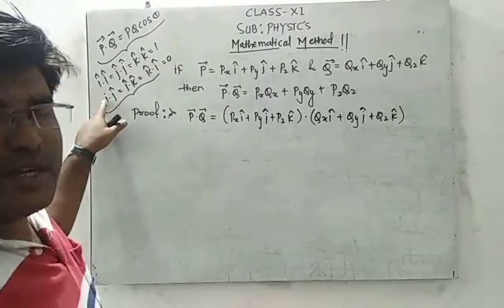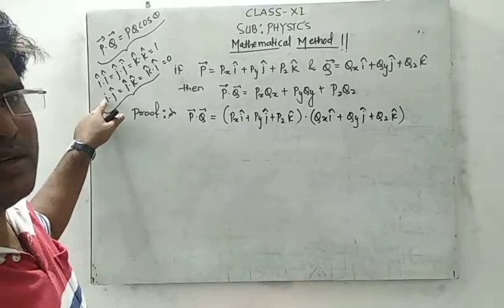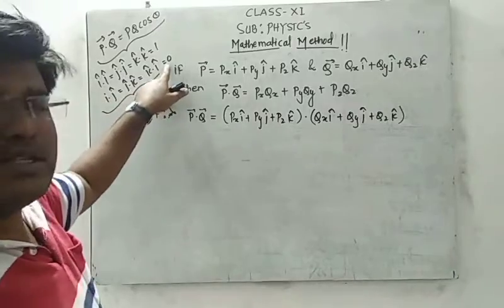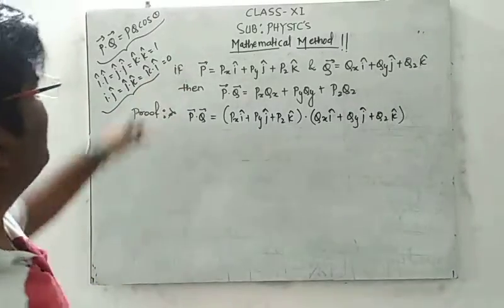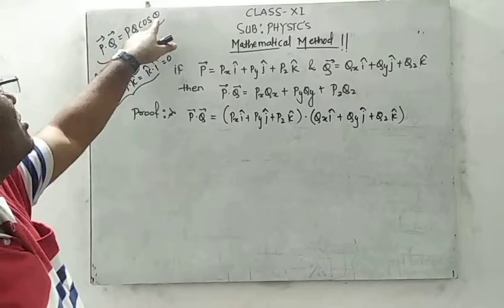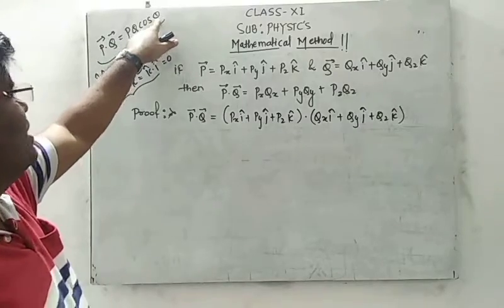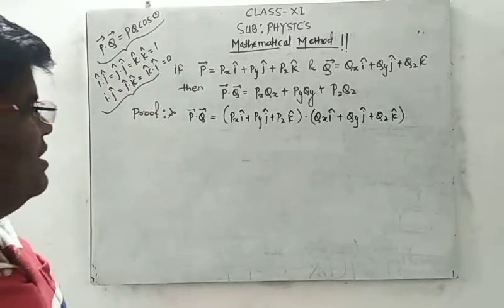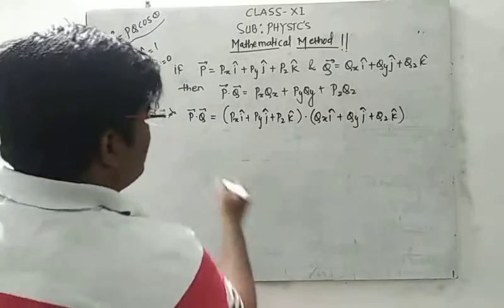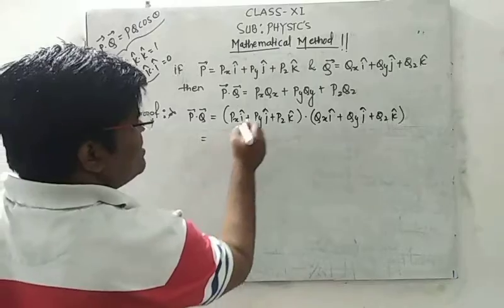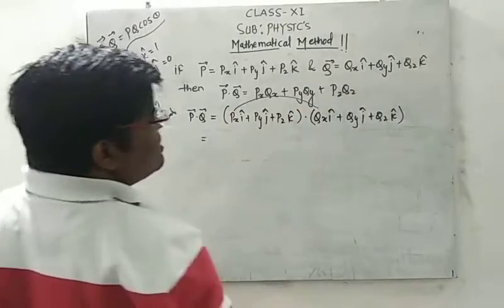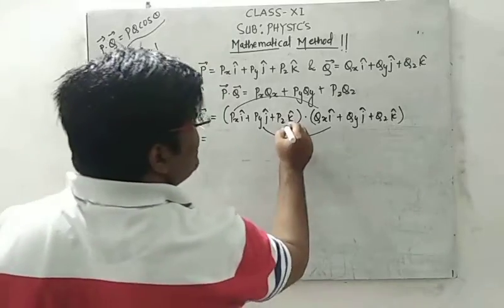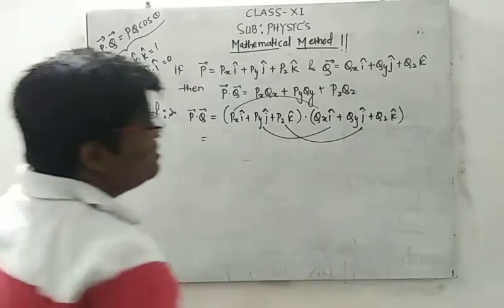If two vectors are perpendicular to each other, meaning there is a 90 degree angle between them, then the product is equal to 0, because there is a cos theta, and cos 0 is equal to 1, and cos 90 is equal to 0. Similarly, the first term is multiplied by the whole second bracket, the second term by the whole bracket, and the third term by the whole bracket.